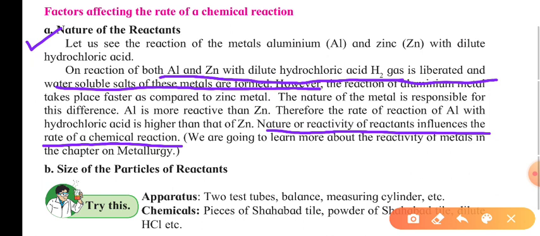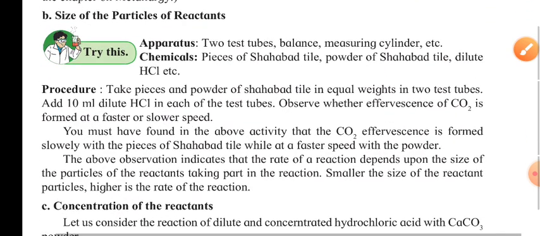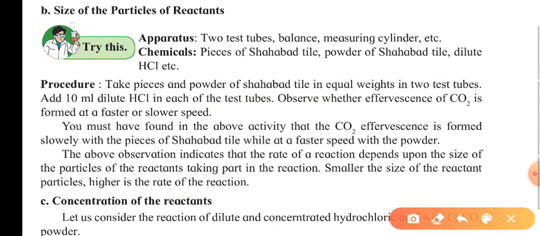If you have studied or remember the reactivity series of the metals, in that aluminium comes before zinc. Aluminium is much more reactive than zinc, and that's why the rate of production of H2 gas is higher when it's reacting with aluminium. The next one we have to study is the size of the particles of the reactant. The B part we have to study is the size of the particle of the reactant.